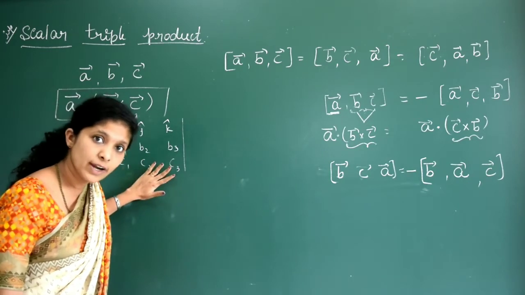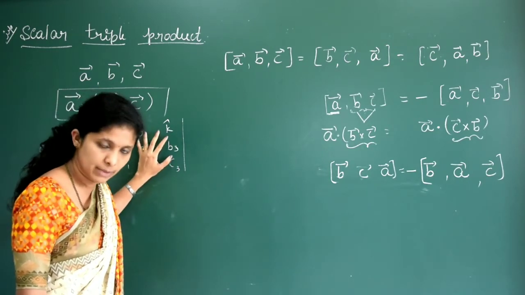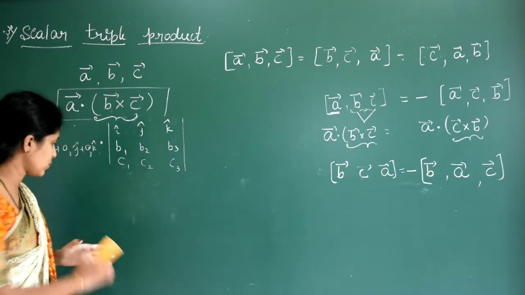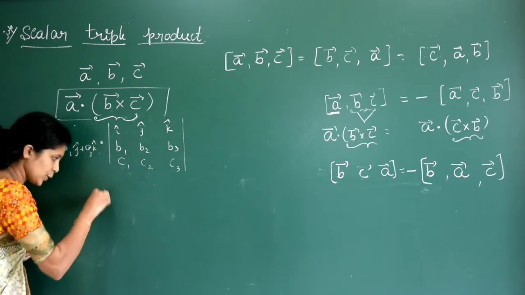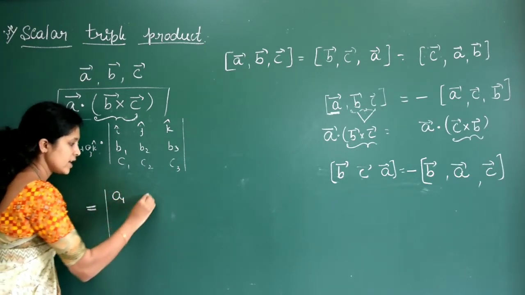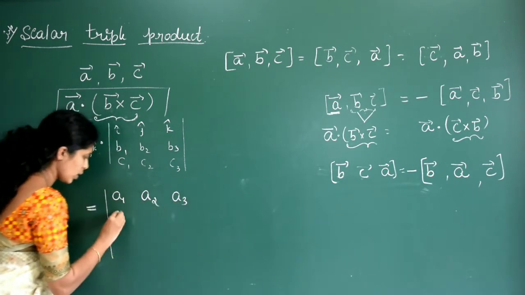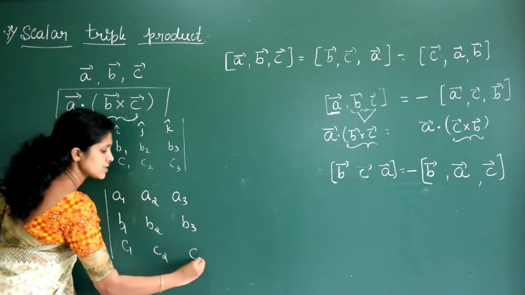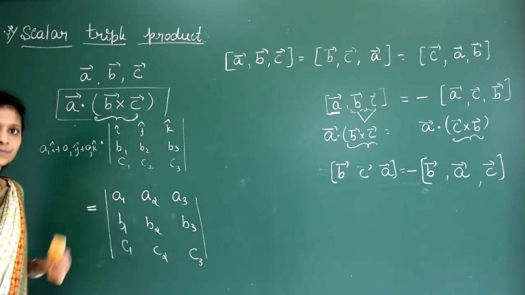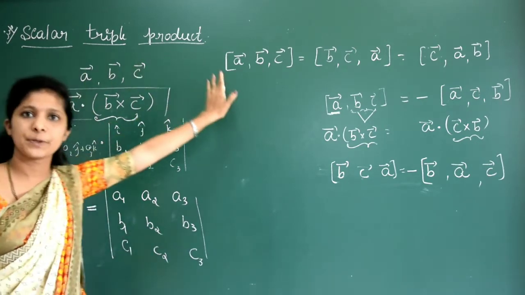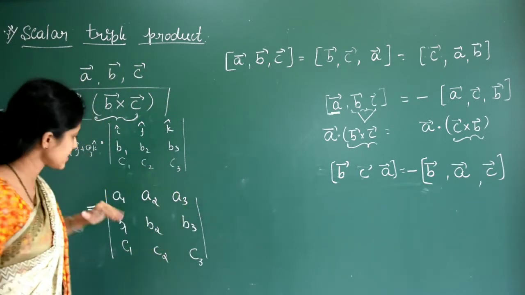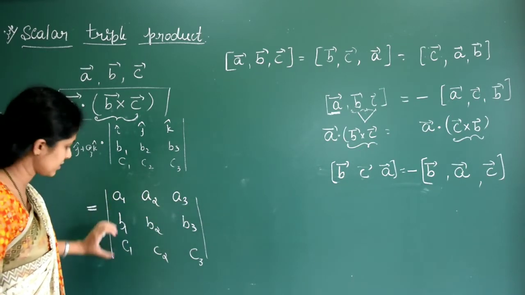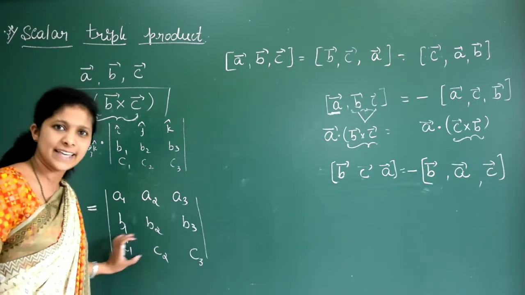After that you have to find the dot product of this with the A vector. So you will get one value, that is equal to the determinant of A1, A2, A3, B1, B2, B3, C1, C2, C3. You can verify this. Is it clear? So to find the scalar triple product, what you have to do is simple: the first row has all the elements of the first vector, the second row the second vector's elements, and the third row the third vector's, the coefficients of I cap, J cap, K cap.